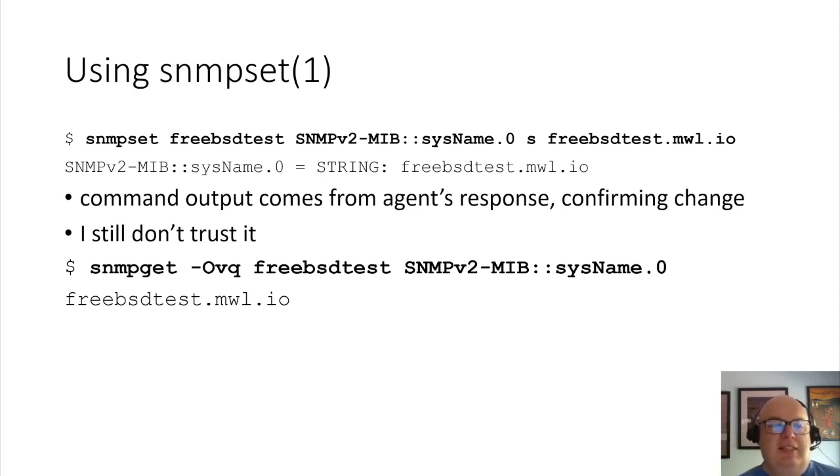And to use this SNMP set command, you give the object and you say what kind of value you set it to. For example, the S here means a string, and then the host name. And the command output comes from the agent's response to confirm the change. Personally, I don't trust it, so I'm going to run my own SNMP get on that object to make sure that's really what it is. And again, what you can change depends on what platform the agent is running on.